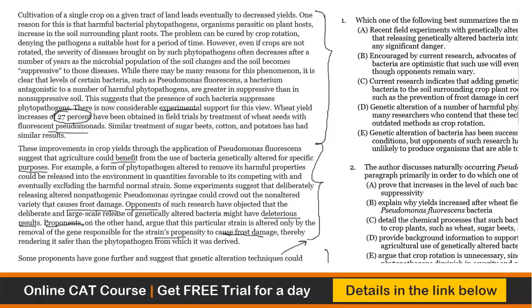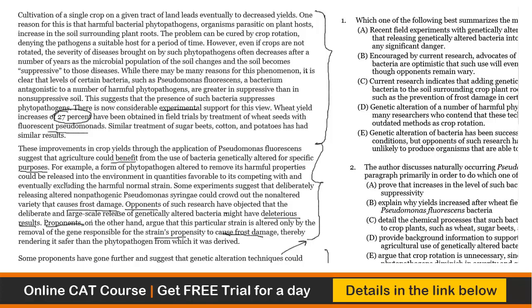He starts with Pseudomonas and phytopathogen, the phytopathogen being the harmful bacteria and Pseudomonas being the beneficial bacteria, and then he gradually moves from the beneficial bacteria to give us some exposure to the genetically altered bacteria, and then he keeps on discussing it. So this is what we have, and let's go ahead and take the questions, and let's see what the questions ask.